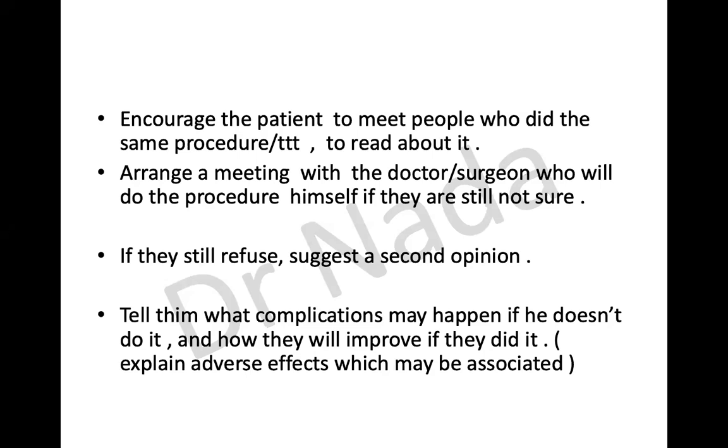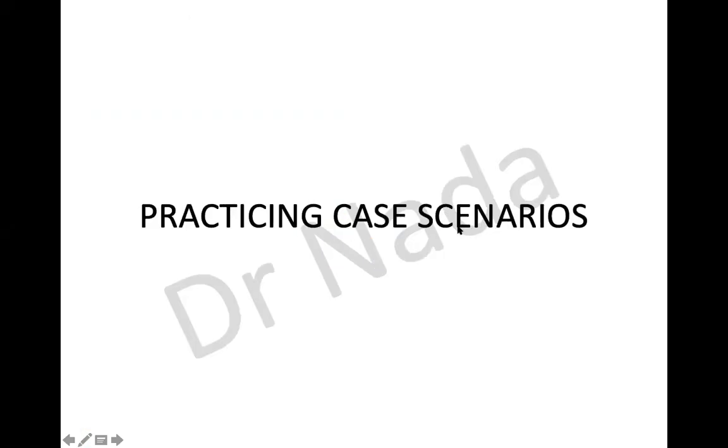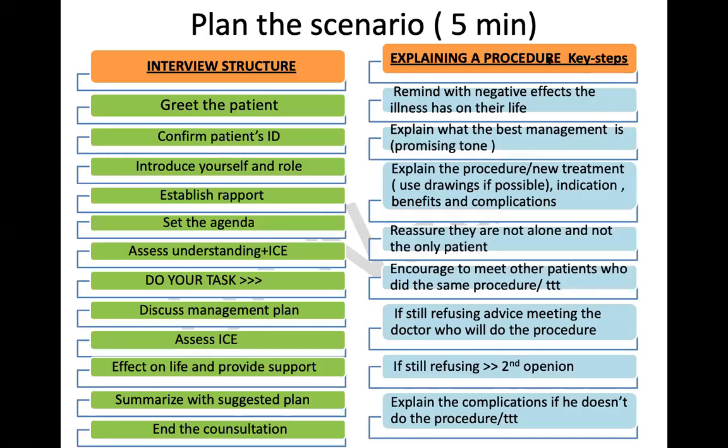Tell them, either if they agree to do the procedure or take the treatment or not, what will happen if they don't do it, or if they don't take the treatment, and how they will improve if they did it. Explain adverse effects which may be associated. All right. However, at the end, if you did all your efforts and they still refuse, you have to respect their autonomy. Okay. So this is the block for explaining a procedure and the key steps.